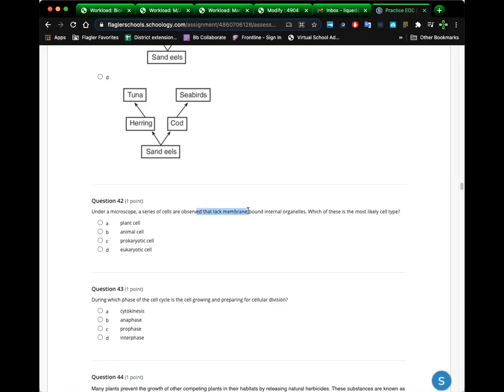All right, so membrane bound organelles. That's just a fancy way of saying organelles, like a nucleus. Okay, no nucleus, so prokaryote. There you go. Plant and animals are eukaryotes. So even if you didn't know that, but you knew plant and animals were eukaryotes, it kind of gives away the answer. It's the only one that doesn't belong.